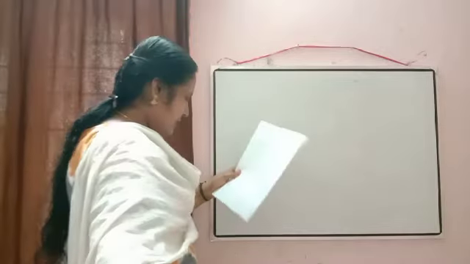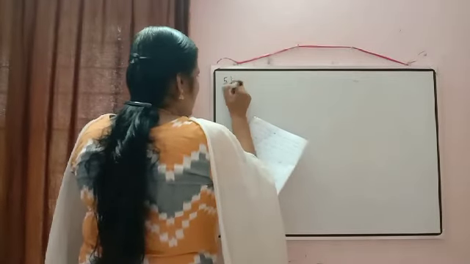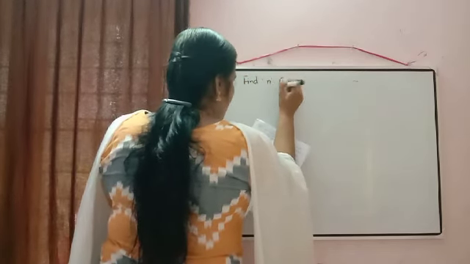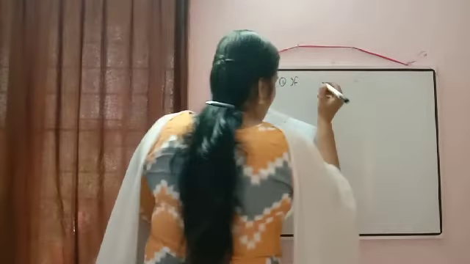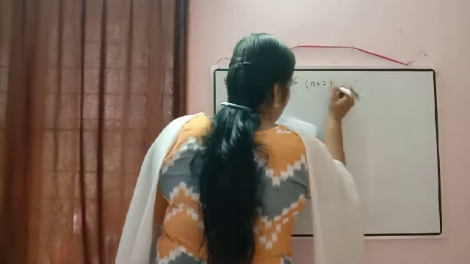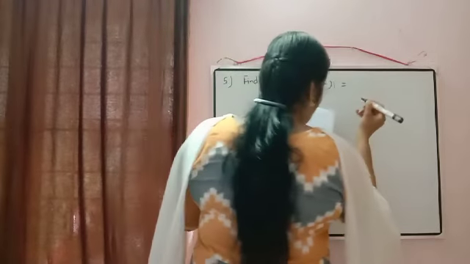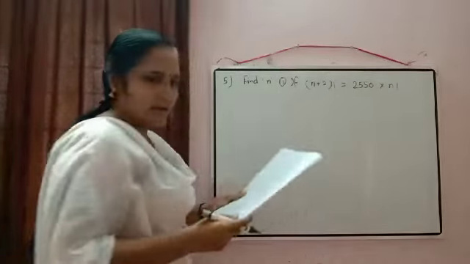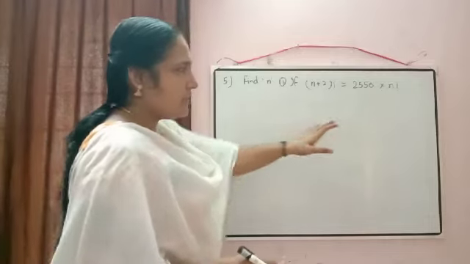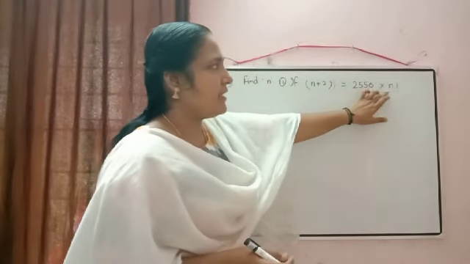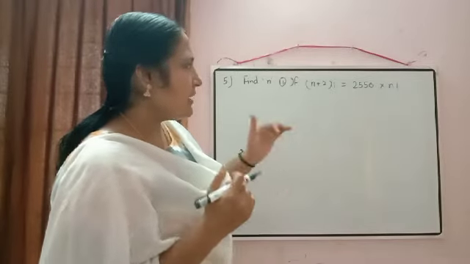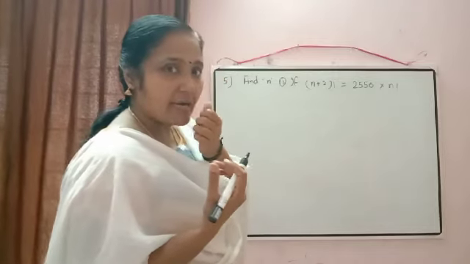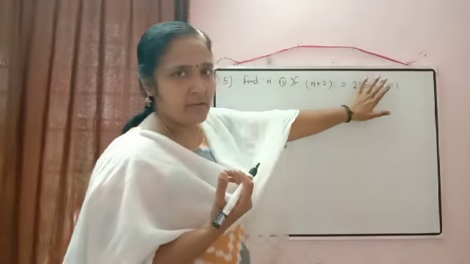Question number 5. Question number 5 is: find n if n plus 2 factorial is equal to 2550 into n factorial. Whenever we are solving this type of question, we'll shift the factorial notation to one side. Only the number should be written on the other side.